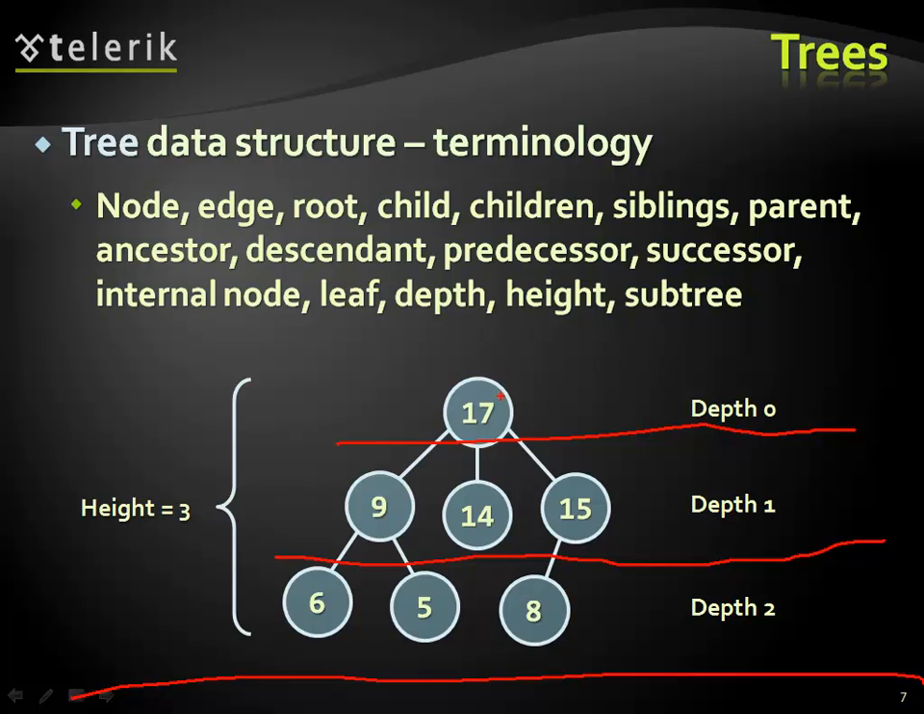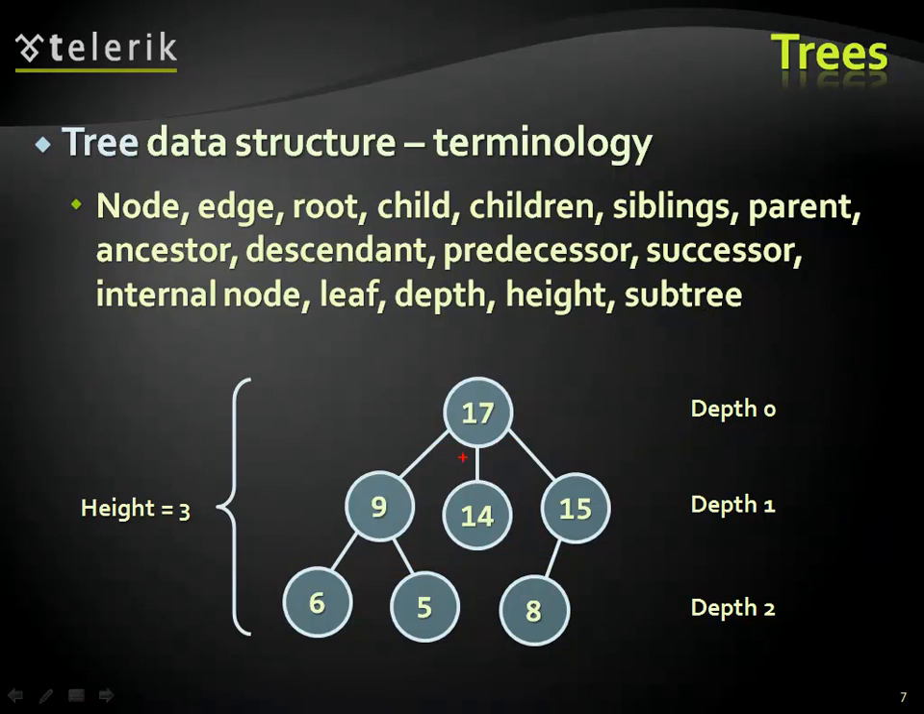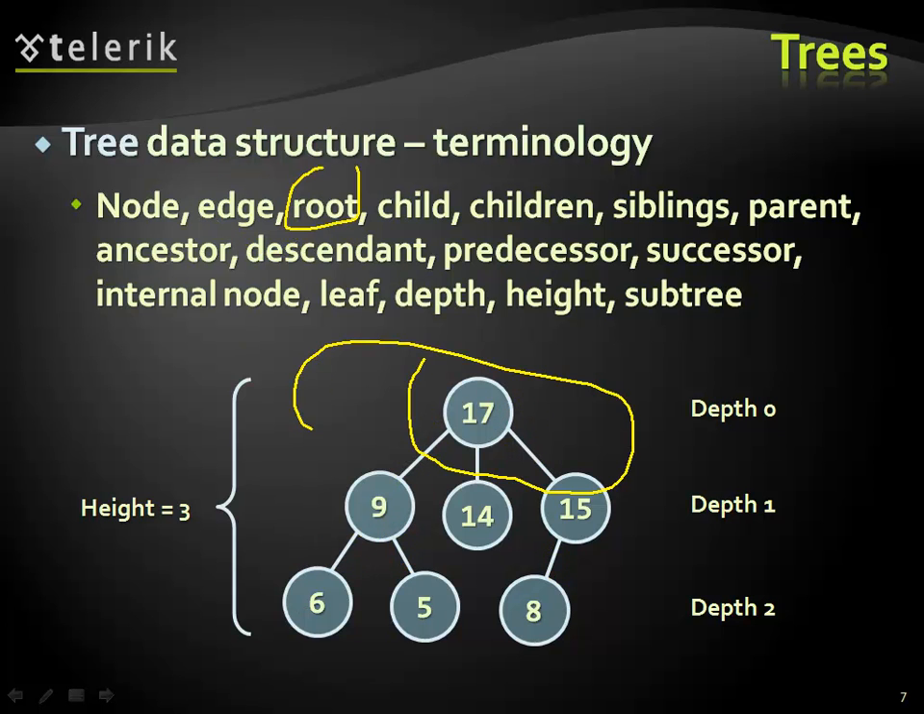And the root is always depth 0. Just take that as proof. Okay, so we said each of these things are called nodes. These are nodes. This is a node, this is a node, this is a node, this, and this, etc. An edge is this. This thing is an edge, this thing is an edge. Each of the connections are edges. These things are edges. The root, we already said that this thing is the root.